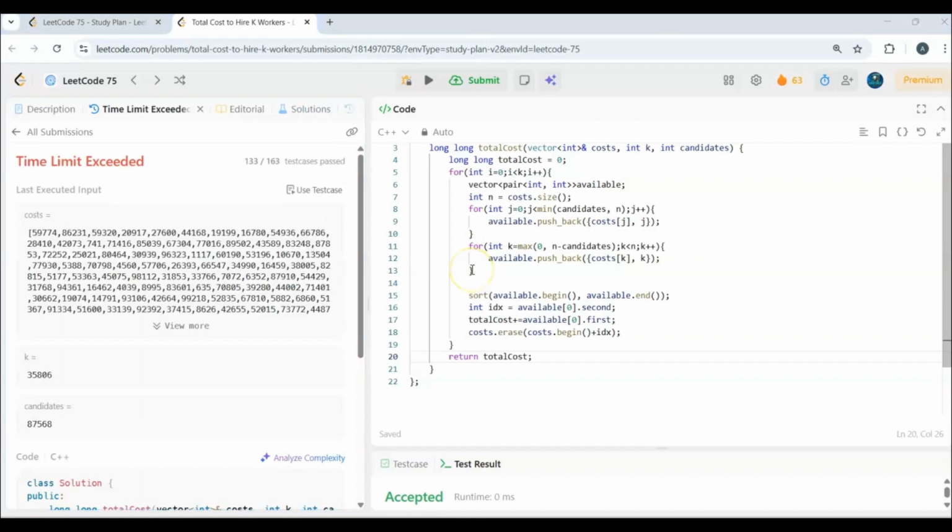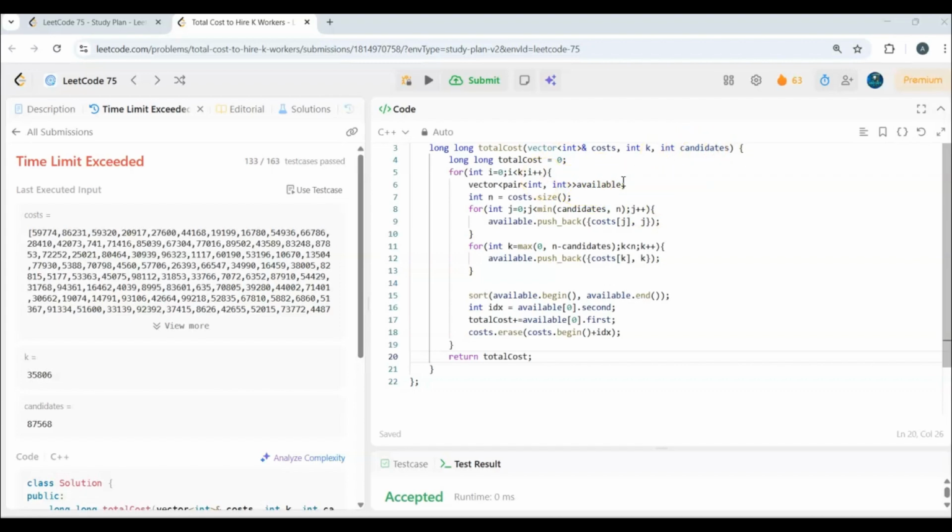As you can see, this approach gives us time limit exceeded because of its high time complexity. So let's try to analyze the time complexity of this solution. So here each hiring round sorts up to 2 cross candidates elements, that is O of C log C. And we do this k times, so the time complexity becomes O of k cross C log C. So removing from a vector makes it worse, which generally takes O of n square in the worst case. So overall time complexity of this approach would be O of n square. And coming to the space complexity, the space complexity here would be O of candidates for storing the candidates inside our available vector.